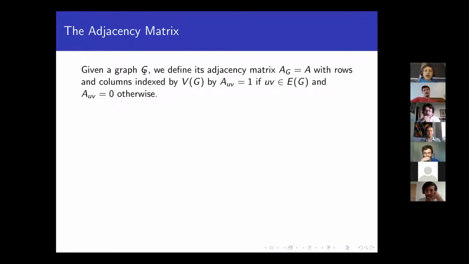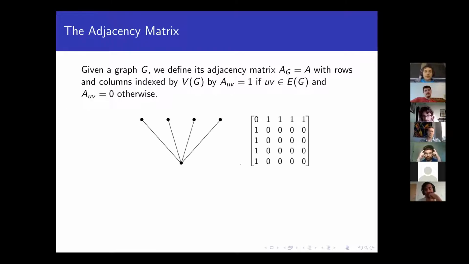Given a graph G, we define an adjacency matrix A_G, or just A when G is understood, to be a square matrix whose rows and columns are indexed by the vertex set of our graph G, and we'll make the UV entry of our matrix A equal to 1 if UV is an edge in G, and A_UV will be 0 otherwise. As a simple example, if we look at this graph here, vertex 1 is adjacent to 2, 3, 4, and 5. So in entries (1,2), (1,3), (1,4), and (1,5), we put 1s. Similarly, down here we put 1s, and there are no other edges, so we put 0s everywhere else.